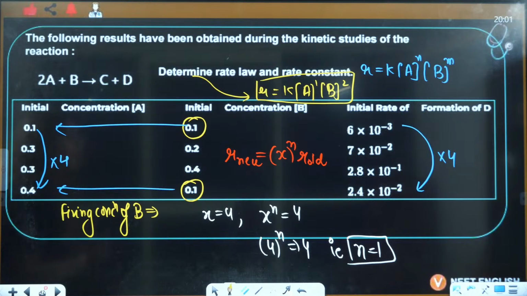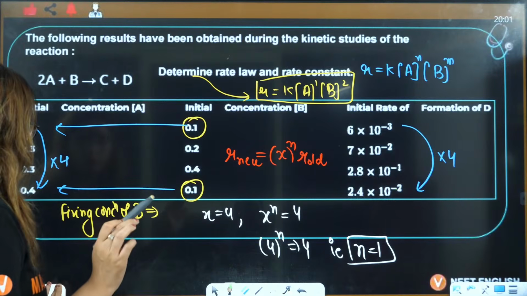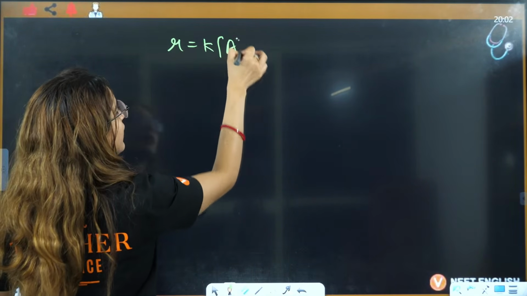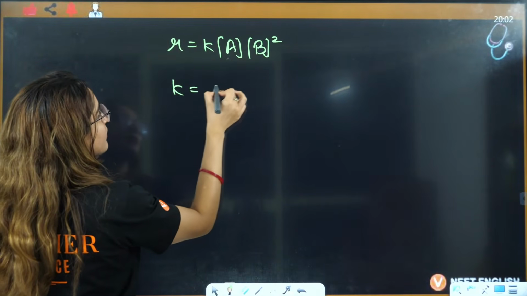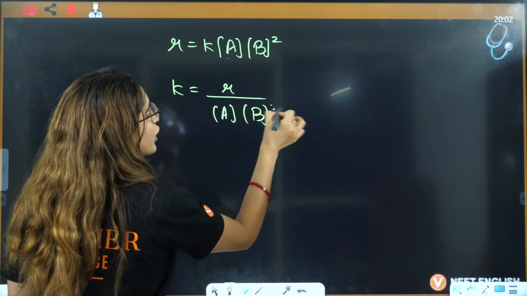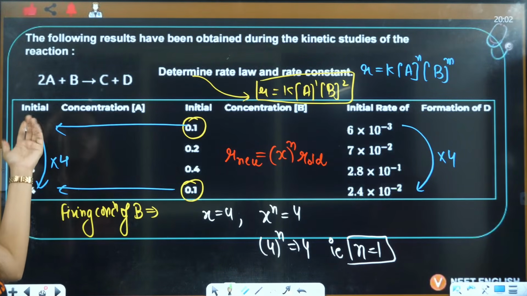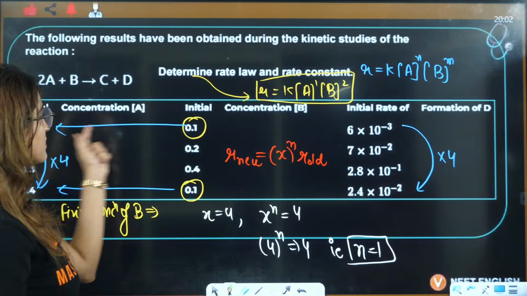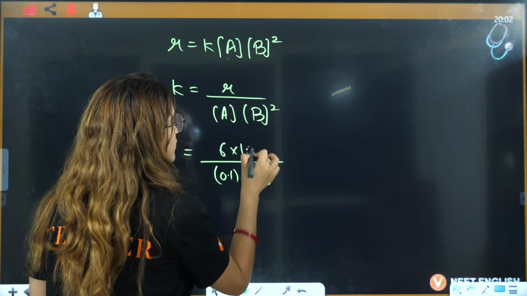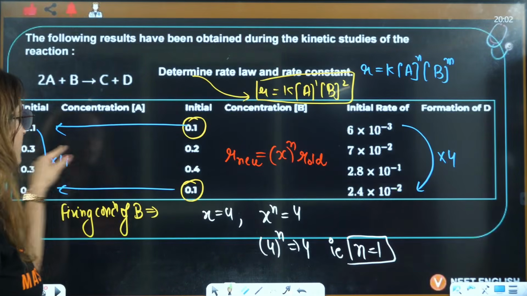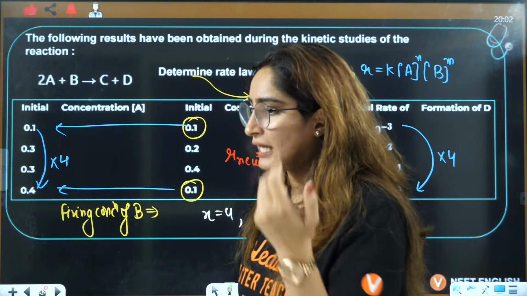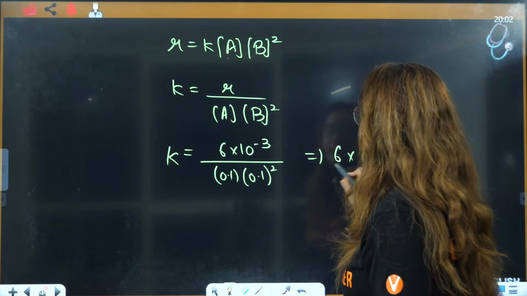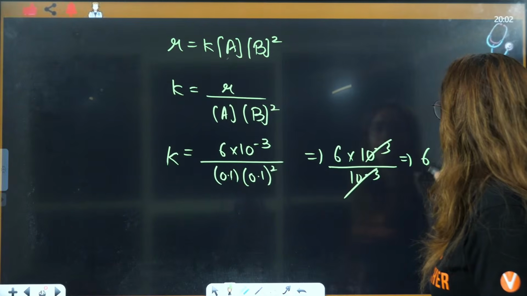Right, very good. Now to calculate the rate constant, we know that we have calculated R is equal to K, A, B square. Now K is nothing but R divided by A and B square. You can take any value. Let's take the first value where A initial concentration is 0.1. So it will be 0.1, and this will be 0.1 square. And here rate is coming out to be 6 into 10 raised to minus 3. You can choose any one, but to make calculations easy, we chose the first one. The 10 raised to minus 3 cancels, and the rate constant will be 6.